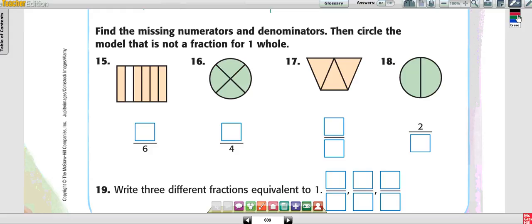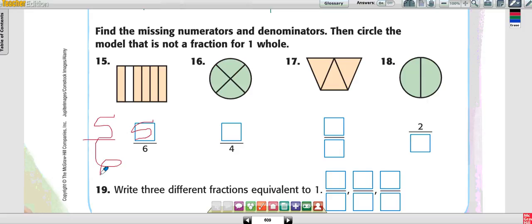Number 15, 16, and 17 says, find the missing numerators and denominators. Then circle the model that is not a fraction for a whole number. All right. Number 15, I have 6 total, right? How many are shaded in? 5. Does 5/6 represent a whole number?